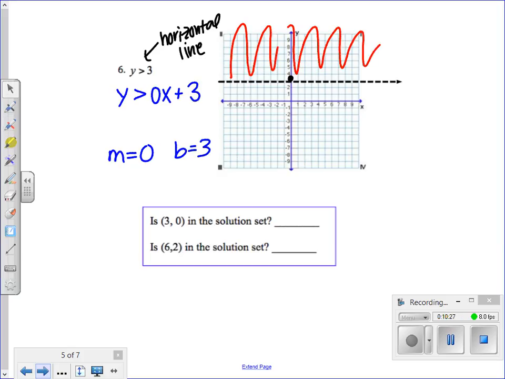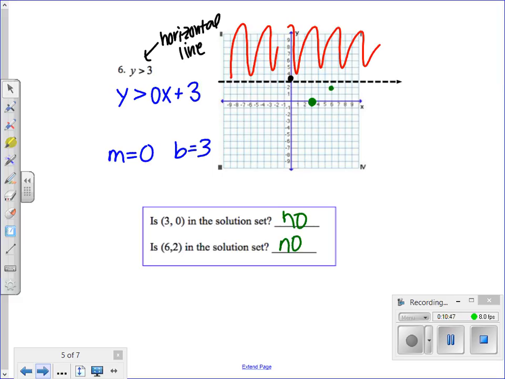I'm going to check the points. 3, 0 is right here. That is definitely not in the shaded region. And 6, 2 is also definitely not in the shaded region. It's not a solution. All right, 2 is not greater than 3, and neither is 0.